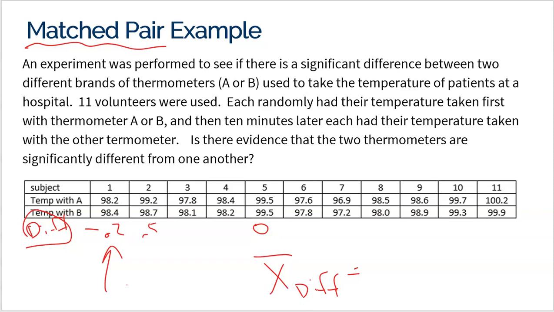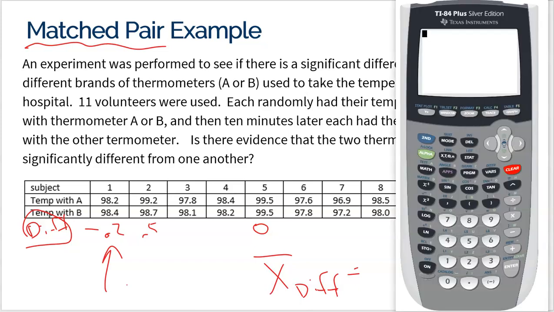Now, another thing I'm going to show you is how you could use your calculator to save that time for you. If you go to your calculator, and if you need to pause the video to do this, go ahead. In list 1, type in the temperatures with A. In list 2, type the temperatures with B. All right, so now I've got them all in there. Double, triple check A and B. Then you can have the calculator do all of the differences for you.